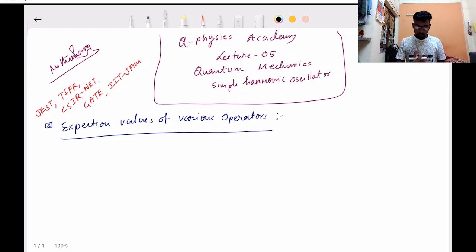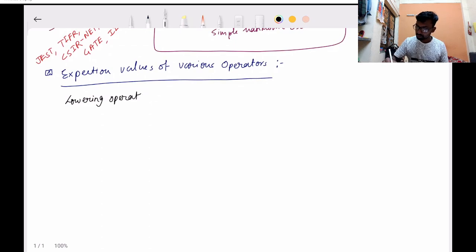We already know the lowering operator and raising operator. The lowering operator: a cap equals root under m omega upon 2 h cut, x cap, plus i upon root under 2 h cut m omega, p cap. So this is equation number 1.